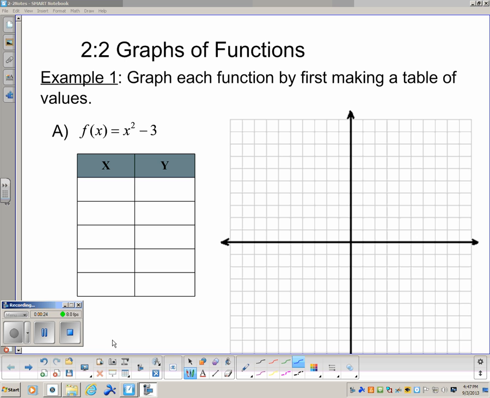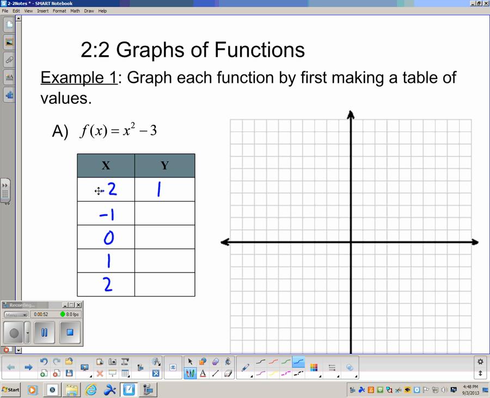Looking at the first one, we've got our function f of x equals x squared minus 3. We can take some x values, and some nice ones might be negative 2, negative 1, 0, 1, and 2. If I take negative 2 and square it, I get 4, and 4 minus 3 is just 1.